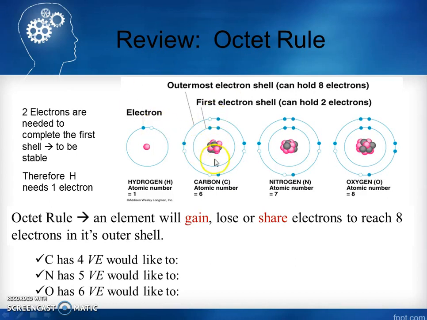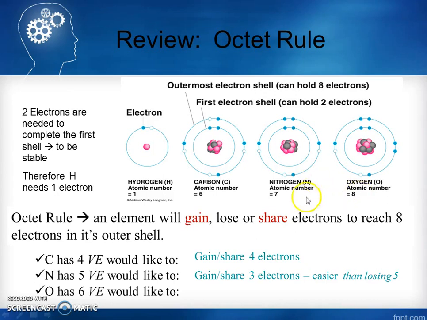Carbon, atomic number 6, meaning 6 electrons in a neutral atom, 2 in the first shell, which leaves 4 in the outer ring. So carbon needs 4 more electrons that can either be gained or shared to reach that 8. Nitrogen, atomic number 7, 2 in the first shell, leaving 5 in the outer, which means nitrogen needs 3 electrons, and it's either going to gain those somehow by taking them from another atom or share them. Keep in mind, gaining 3 is easier than losing 5.